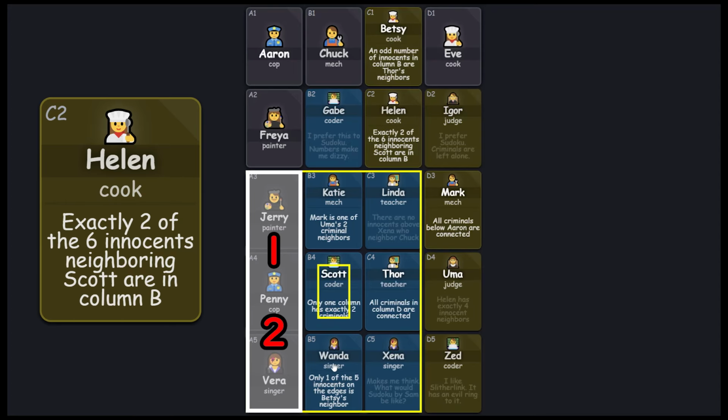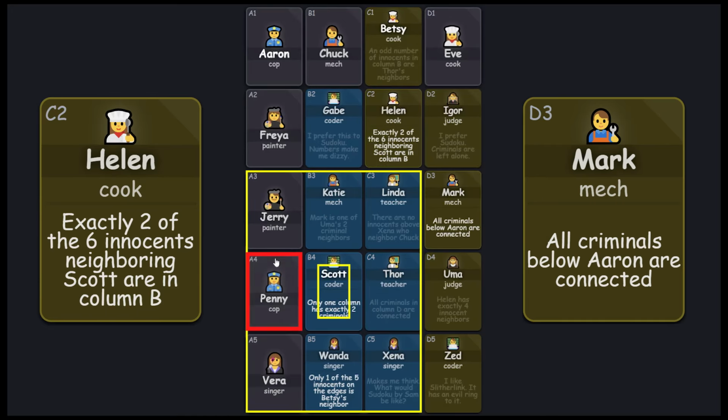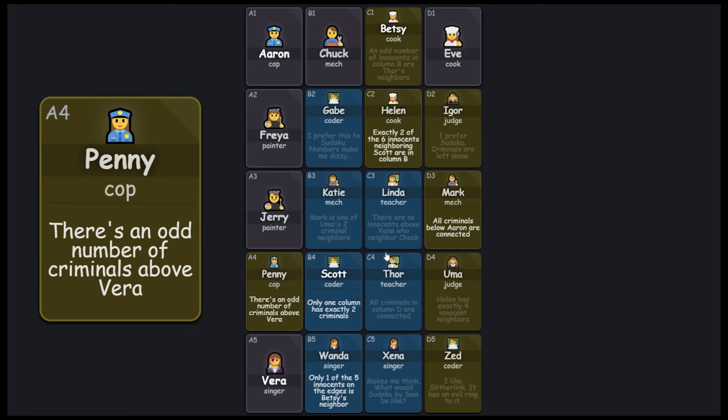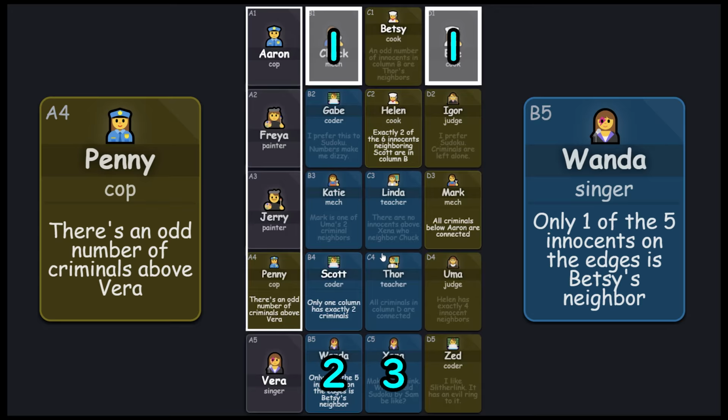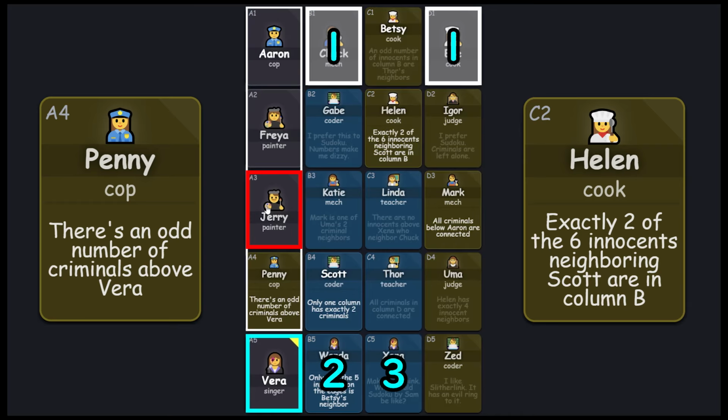Now we know that there must be 2 criminals among these 3. And since criminals below Aaron must be connected, we can mark Penny as a criminal. There's an odd number of criminals above Vera. We know from Wanda's clue that column A must have 3 criminals. That means there are 3 criminals above Vera, and we can mark Jerry as a criminal and Vera as innocent.